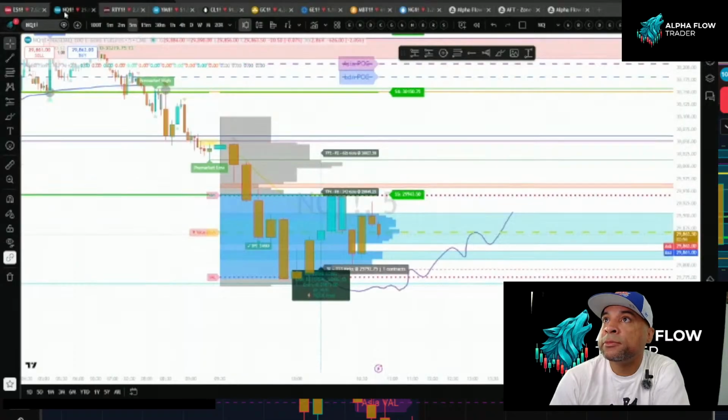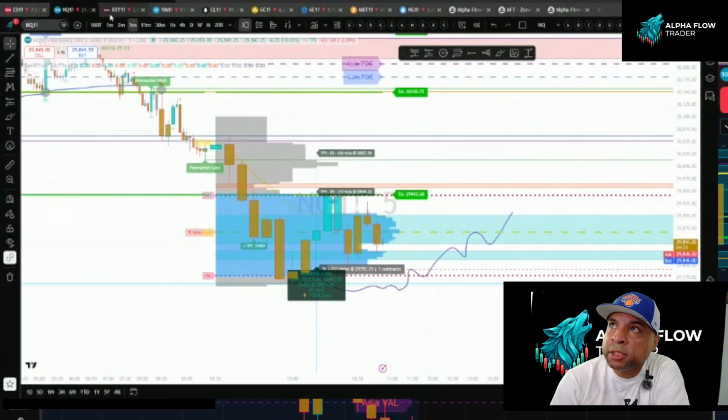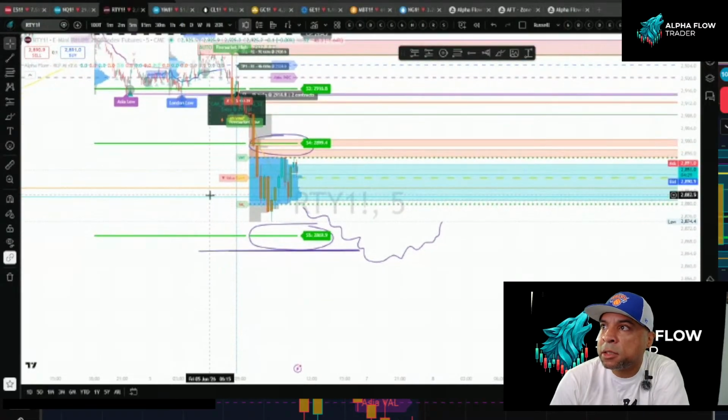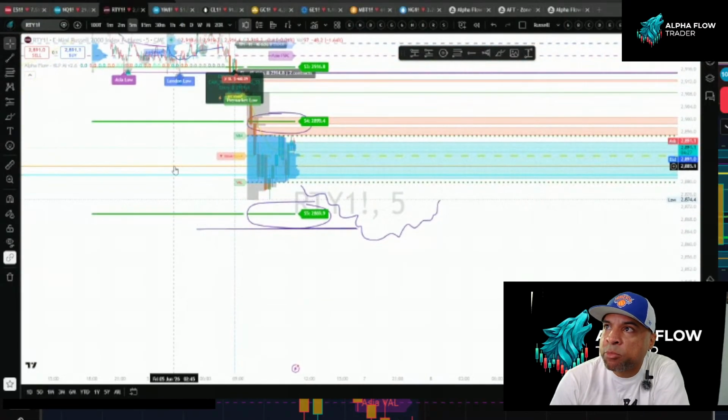All right. NQ has already given me the setup that I was looking for. Russell's another one similar to ES. It's already at prior day's low and prior week's low, so it's already gotten these lows taken out.